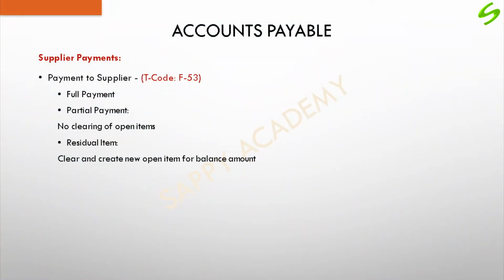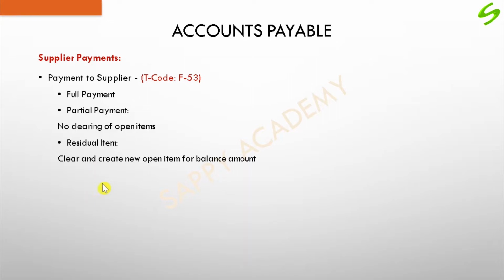Let's move on to the next item, payment to supplier. The T code is F-53. This is a manual payment. Under payments, we will have three options: full payment, partial payment, or residual item. We have already seen the full payment in the last session. Now let's see what a partial payment is. When we do a partial payment, the open item is not cleared. Both the payment and the open item show in open items in the FBL1N report.